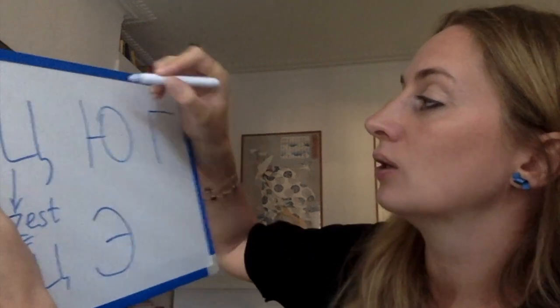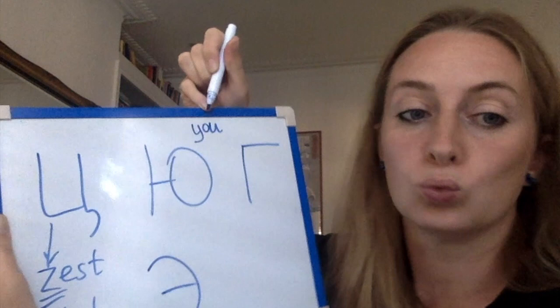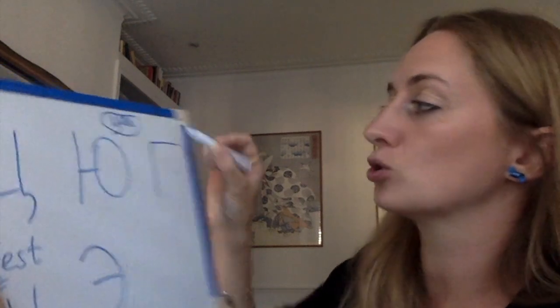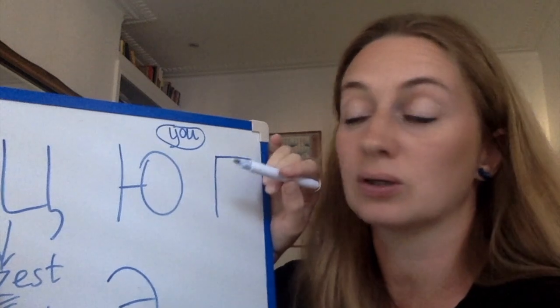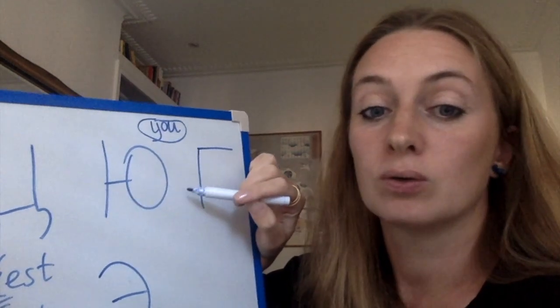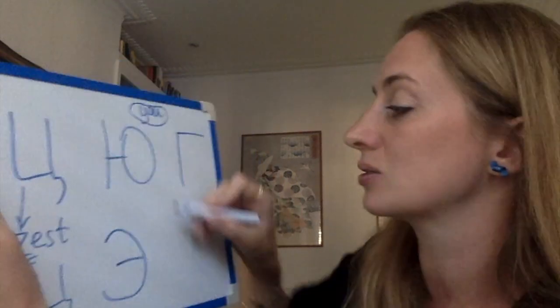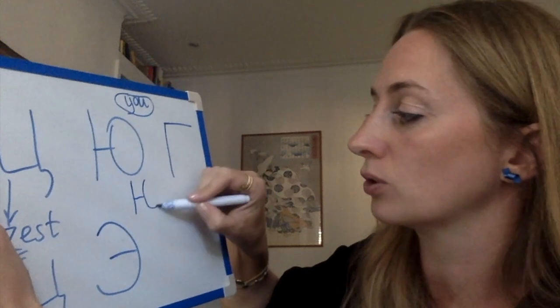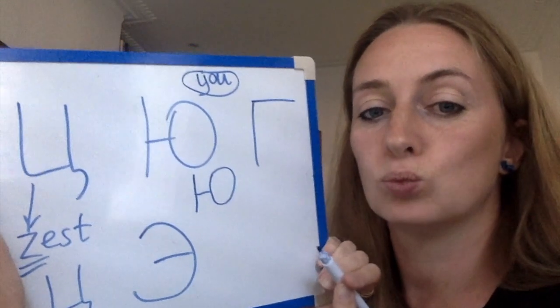Then letter Ю. Letter Ю is actually like English U, like I see you. In English you have 3 letters to make this word you. In Russian it's sounded with only one letter. And you write it like this, a line and then a circle, and 2 more lines.